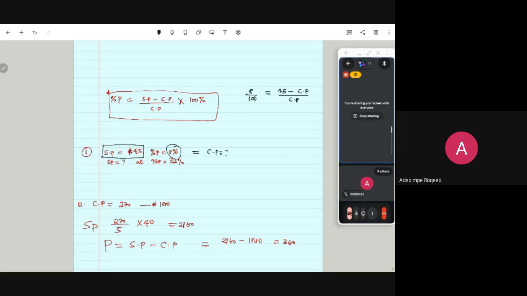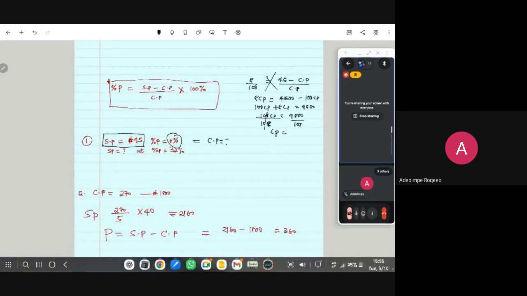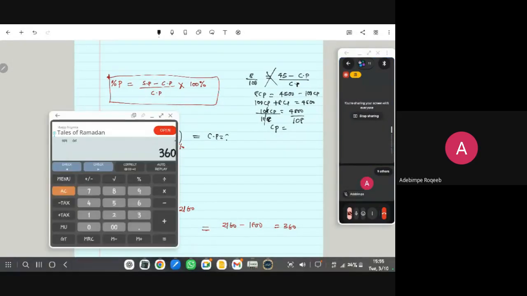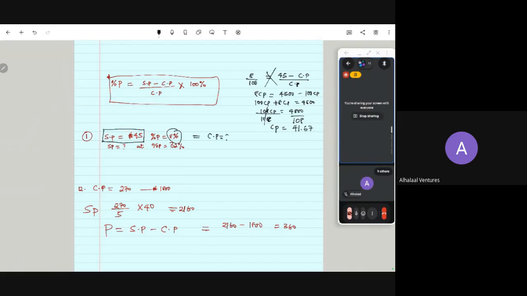The cost price is unknown, so we cross multiply to get CP. So I'm going to say 8 CP is equal to 4,500 minus 100 CP. So bring 100 CP here: 100 CP plus 8 CP is equal to 4,500. So 108 CP is equal to 4,500, and our cost price will be 4,500 over 108, which is 41.67. That's the cost price.